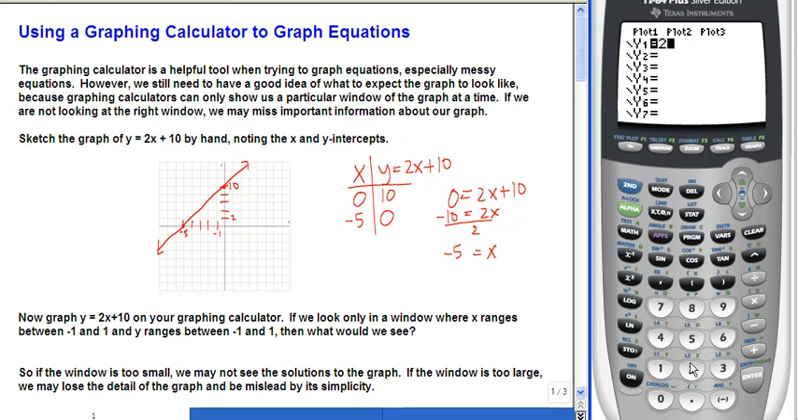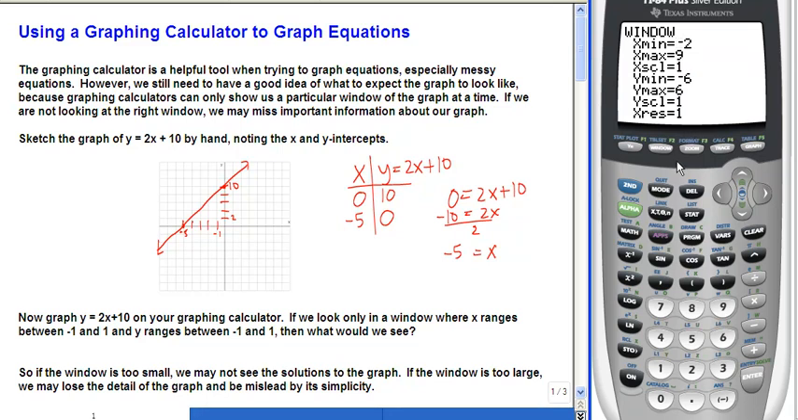So I'm going to hit 2, and to get the x, the easiest way to do that is to use this button right here, the X,T,theta,n button. That's your variable key. So you hit it once, and then we're going to add 10 to this. Now what I'm going to do is just graph this in a typical window. Let's look at our window dimensions. That's again right across the top here. And mine are all sort of varied here from the old example that I had typed in before.